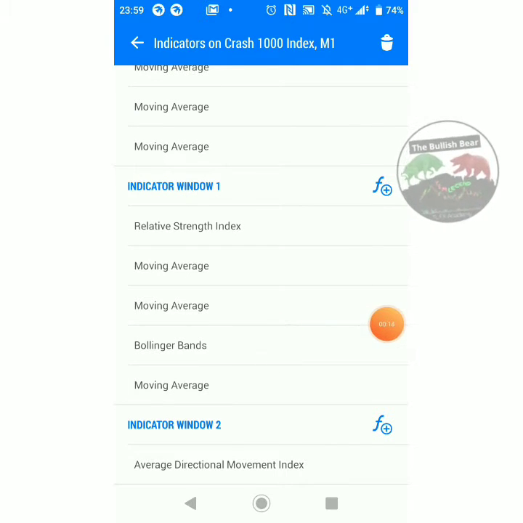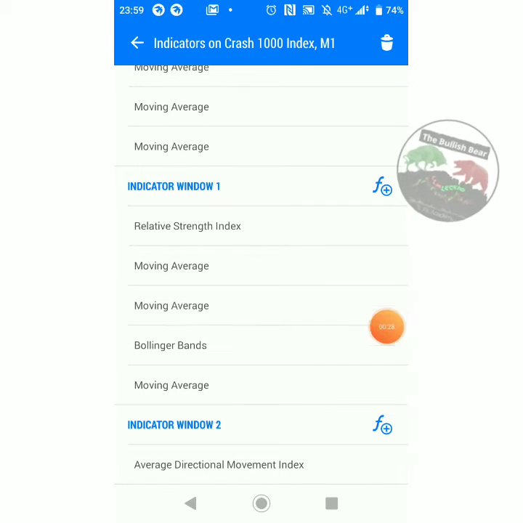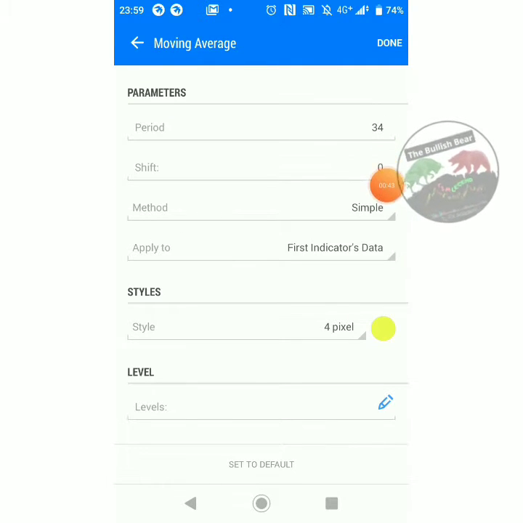Bollinger Bands, 34, 1.619, shift 0, first indicator data, make your color light blue, you click done. And then another moving average, add these indicators exactly the way I added it. First is relative strength index, moving average, Bollinger Band, before the last moving average. The last moving average, we have 34, 0, simple, first indicator data, and yellow, you click done.